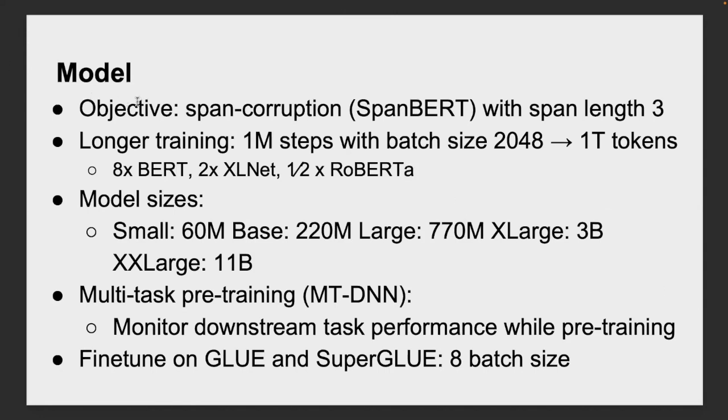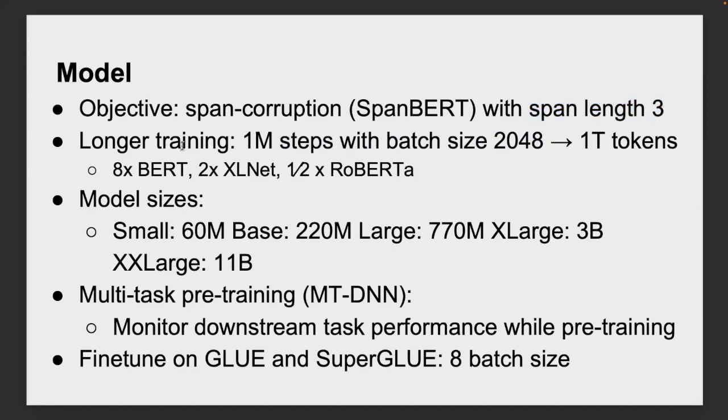In the end, they release a T5 model that is pre-trained with the span corruption objective, with an average span length of 3. This means you can drop 3 words in a row and then predict these 3 words. Of course, you can also drop 1 word, or say 5 words, but on average, the span length you drop is 3.